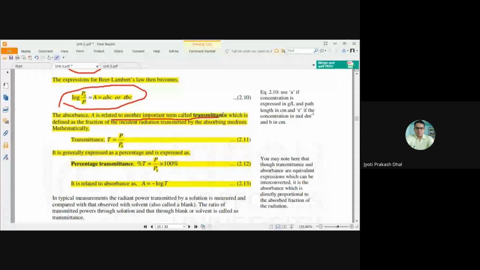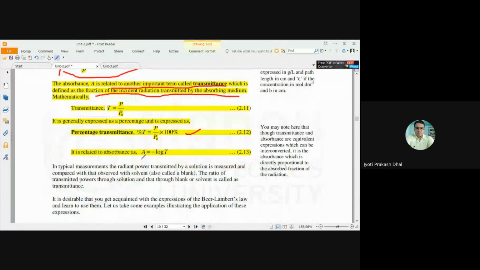So the absorbance A is related to another important term, that is called transmittance, which is defined as the fraction of the incident radiation transmitted by the absorbing medium. That means transmittance T equals to P by P naught, and is generally expressed as a percentage, that is percentage transmittance equals to P by P naught into 100. And the transmittance is related to absorbance according to the equation A equals to minus log T.